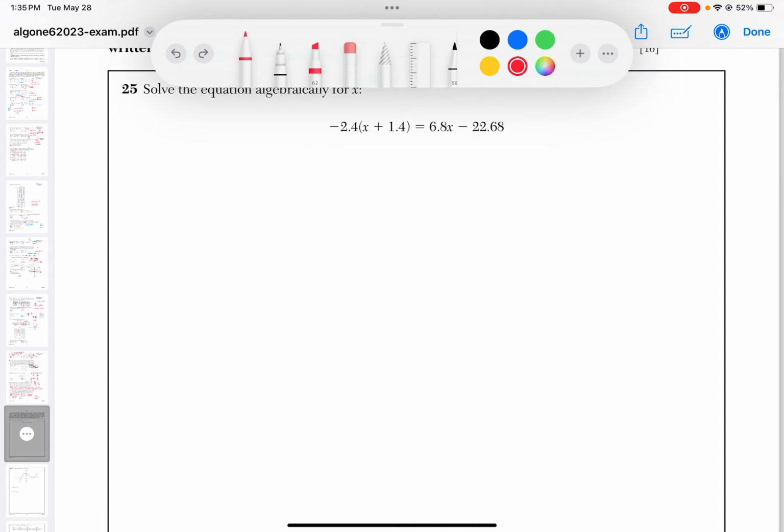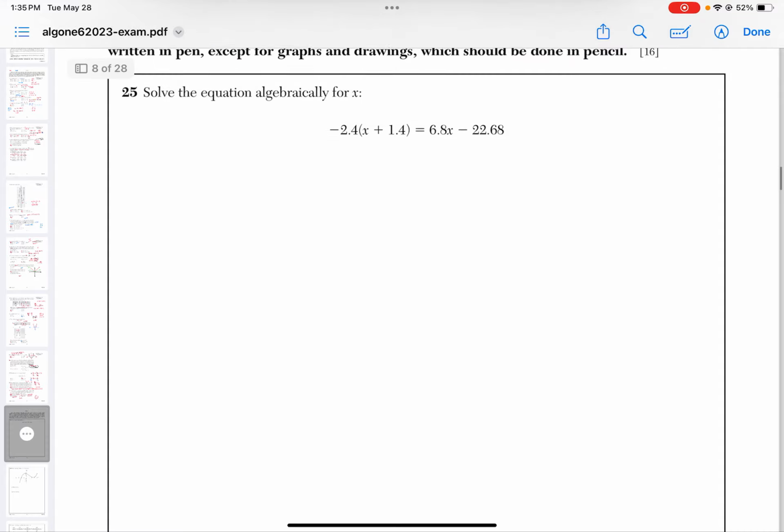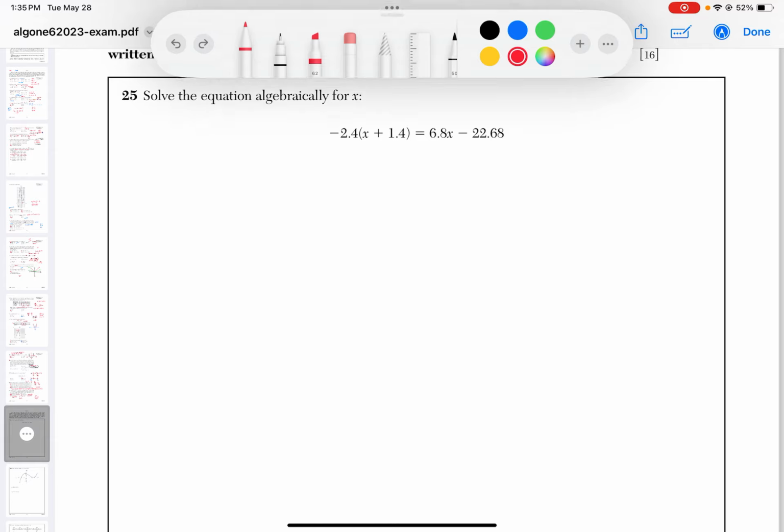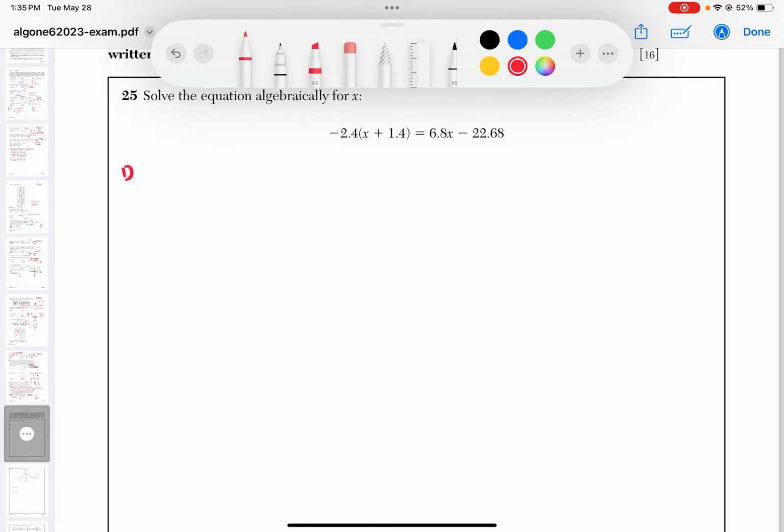Let's get started. Number 25, getting us right into an equation that we're going to solve, and they use decimals, which is annoying, but it doesn't change anything that we're going to do, right? We have this three-step process. The first question is, can I distribute? And the answer is yes, I can. I can distribute the negative 2.4 out across the parentheses.